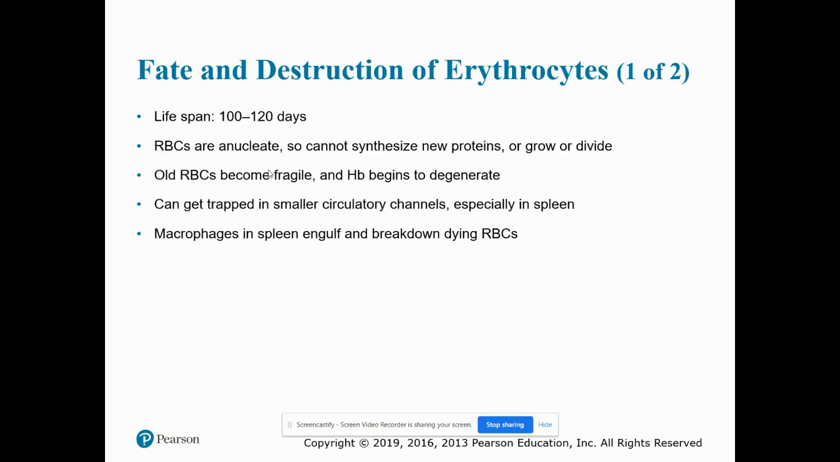Red blood cells only last about 100 to 120 days. They are anucleate, so they don't synthesize new proteins, they don't grow, and they don't divide. When they become old, they become fragile, and the hemoglobin begins to degenerate. They get trapped in smaller circulatory channels, especially the spleen, and that is where we find macrophages that engulf and break down dying red blood cells.